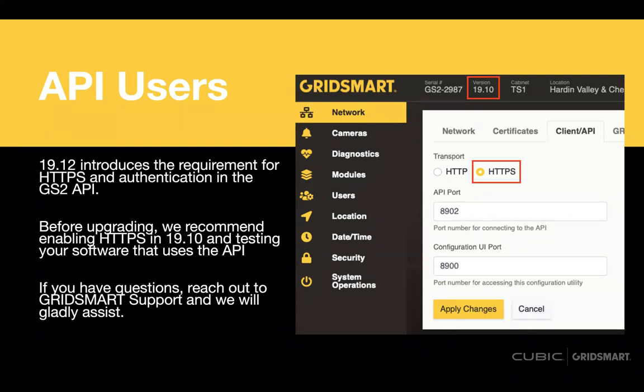We highly recommend that before upgrading to 1912, you get your systems up to 1910 and test your software using HTTPS and authentication. You can enable this, as you see in the screenshot here, on 1910 by clicking over to HTTPS, and start testing against systems in your municipality today to make sure that you're ready once 1912 is available and you can start applying the upgrade. This isn't a huge change. We don't expect it to be cumbersome to make this change, but we do want you to be aware.